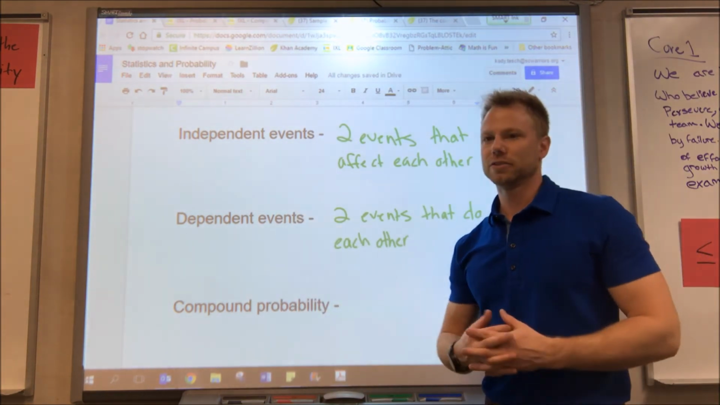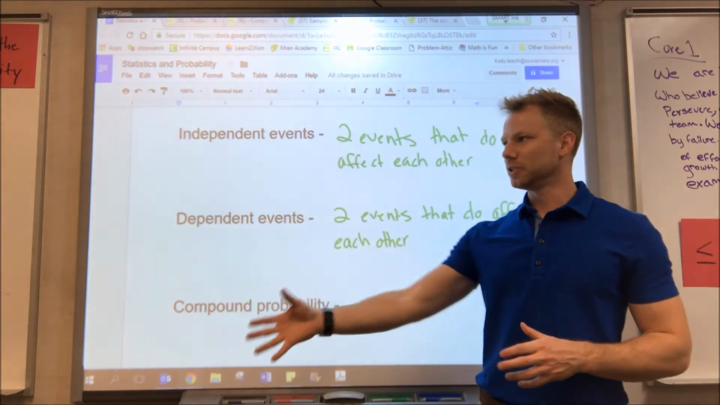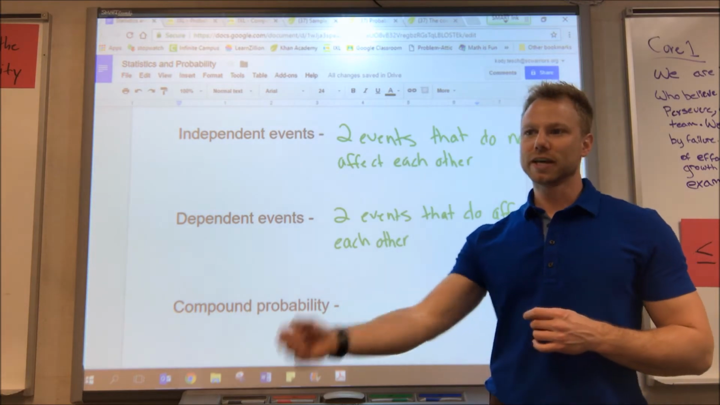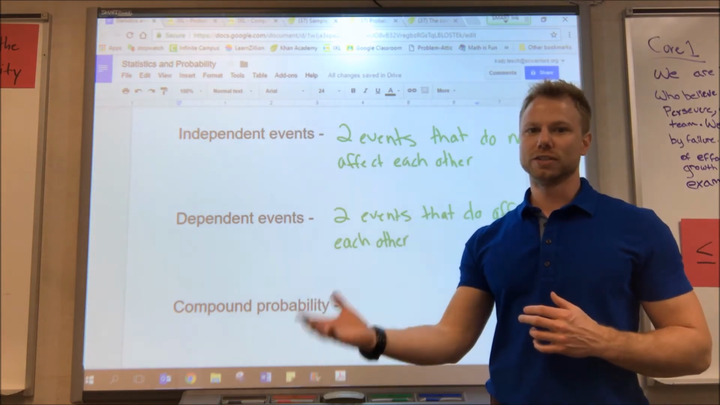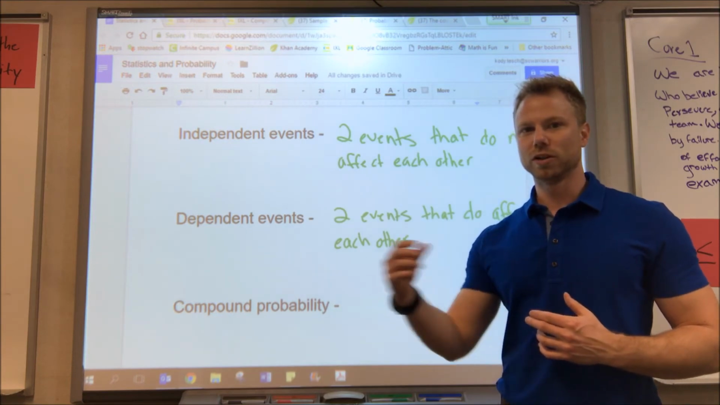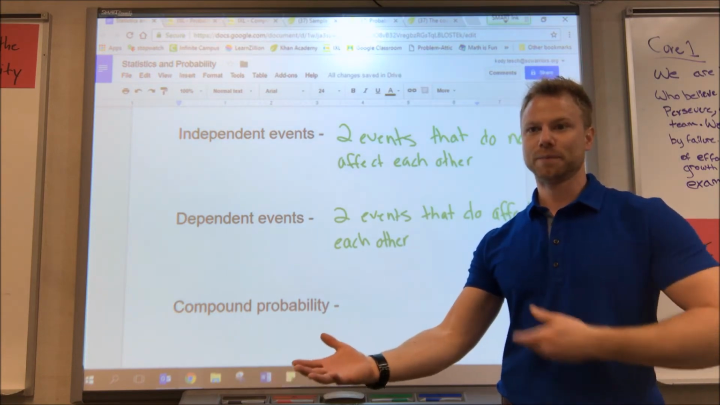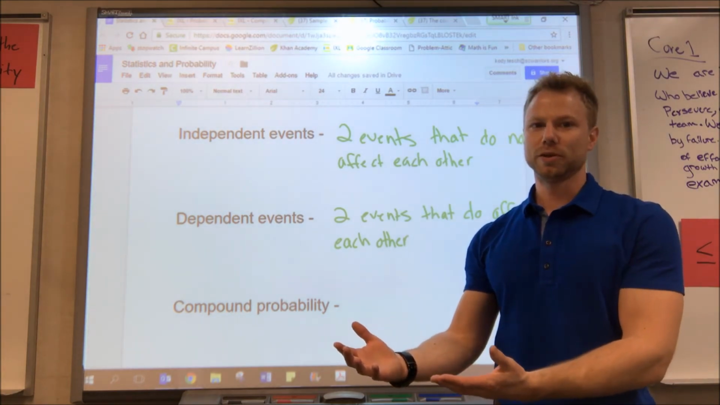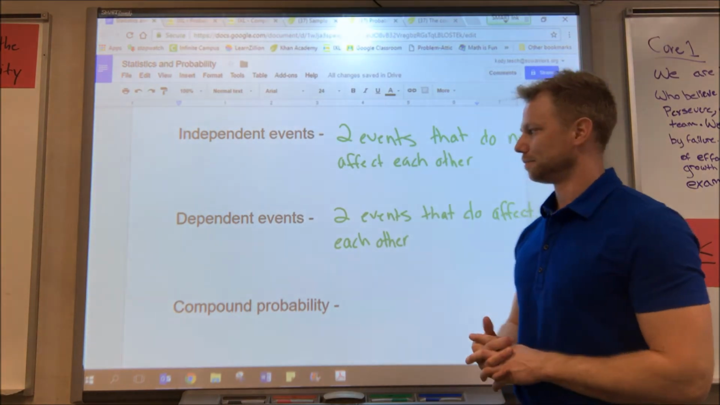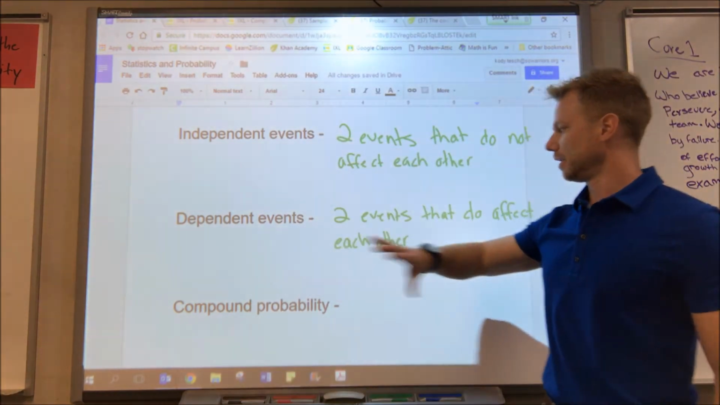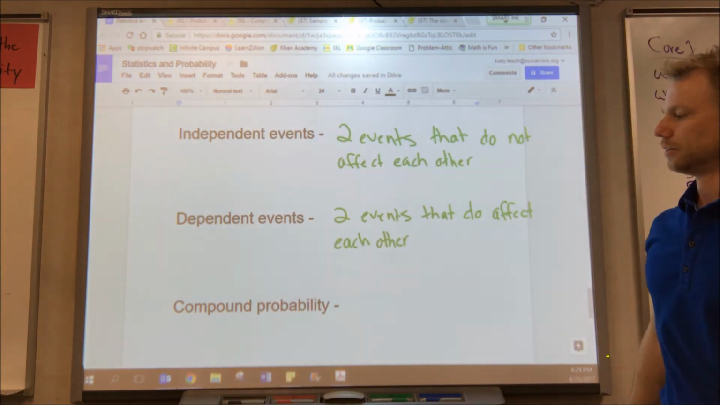Okay, dependent events though, if I take that same situation, if I take a marble out of the bag and I keep it, now the second time I take a marble out of the bag, there's a different number of marbles in there. So the first time I picked a marble will affect what I can get the second time, because there's a different number of marbles in there. It's going to change the probability of what I could get the second time. Okay, so independent do not affect each other. Dependent, they do affect each other.